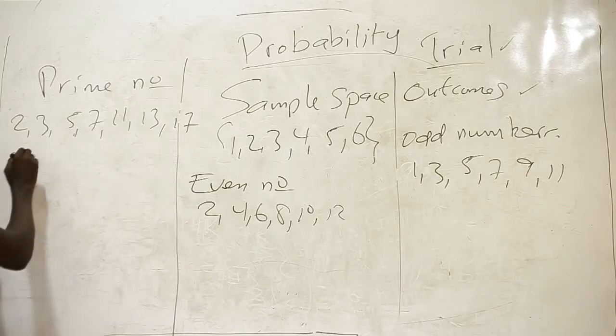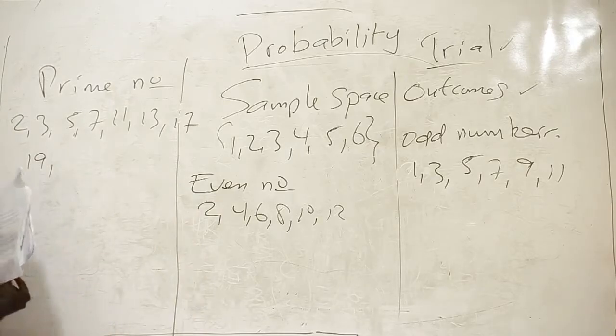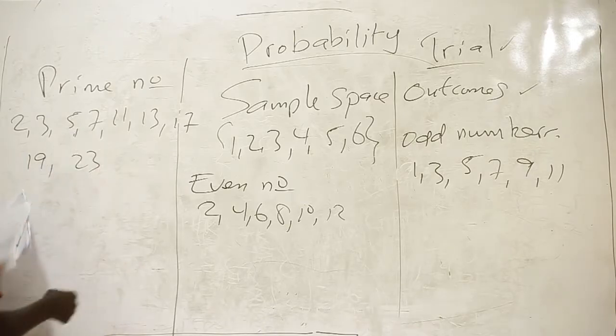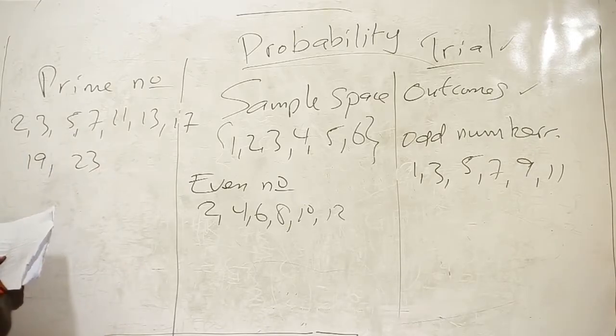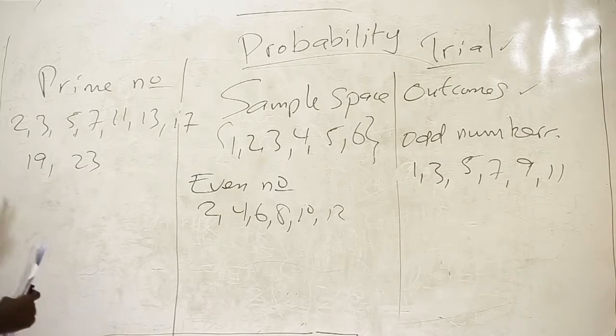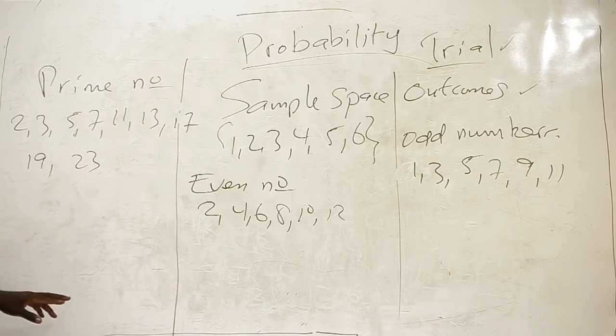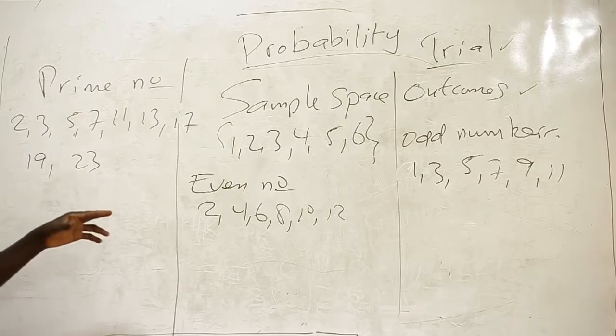Okay? Then 19. I can't go to 21. I'll tell you why. I'll go to 23. I can't go to 25. I can't go to 27 unless 29. Why am I saying I can't go to? For instance, 9. 9 is an odd number, but it's not a prime number.